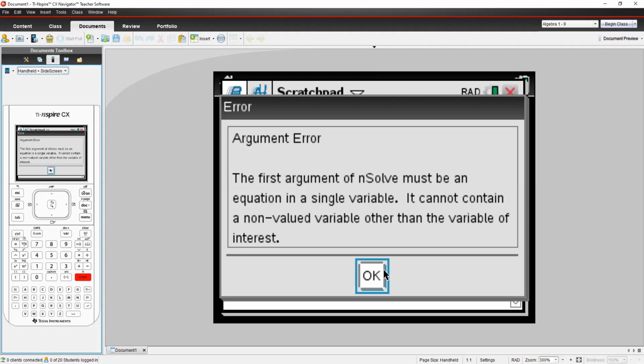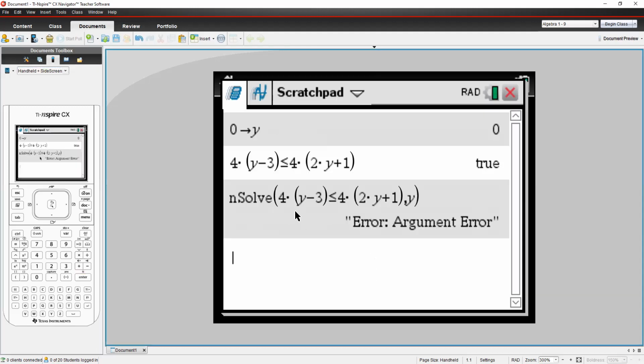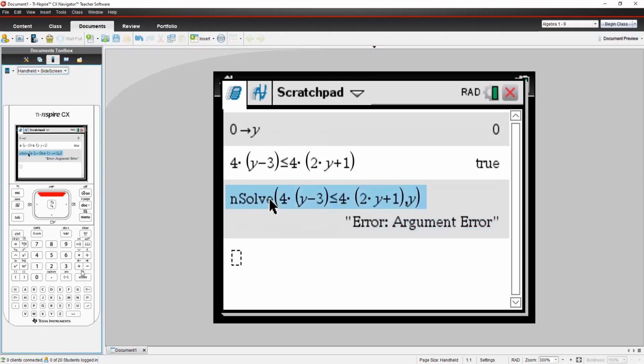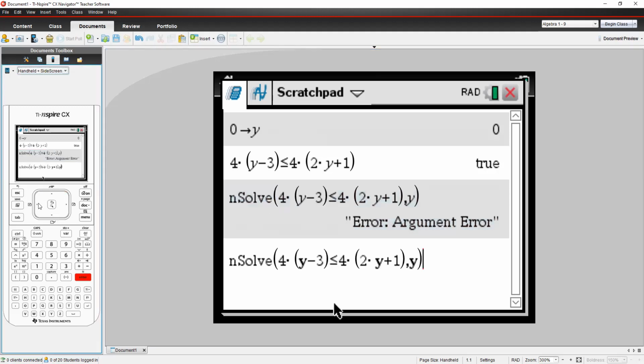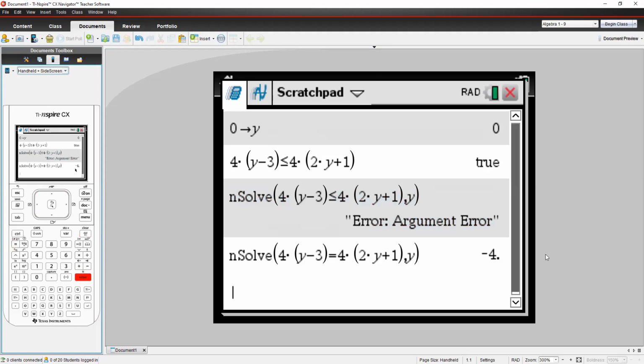Now, that means we've got to go in and change this. We're going to copy it. We're going to change the inequality to an equal, and then we're going to solve it. So delete, and we're going to put in equals, and then we press enter. And so it tells us that our boundary starts at a -4.